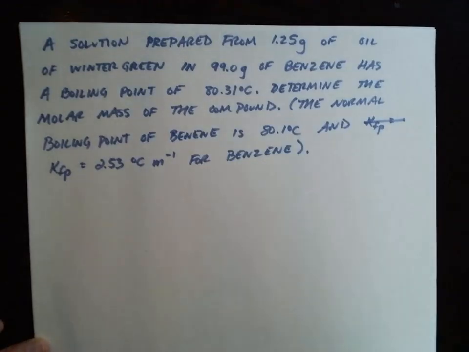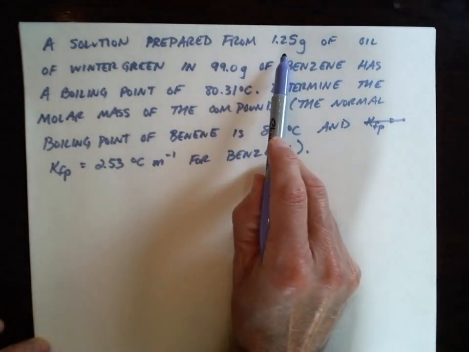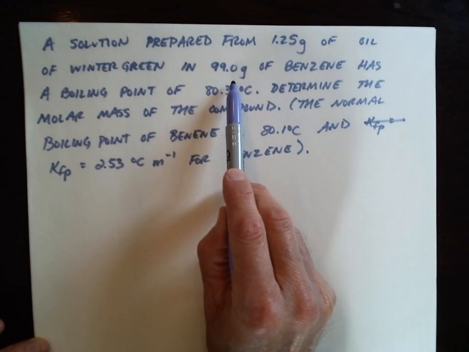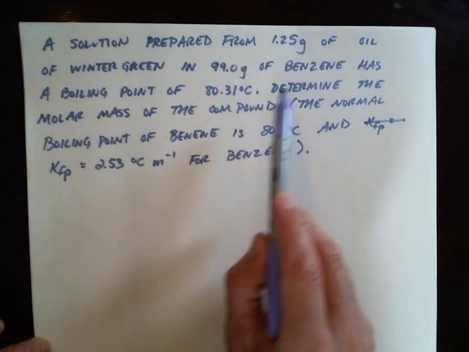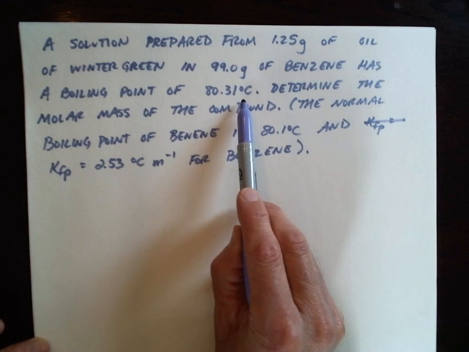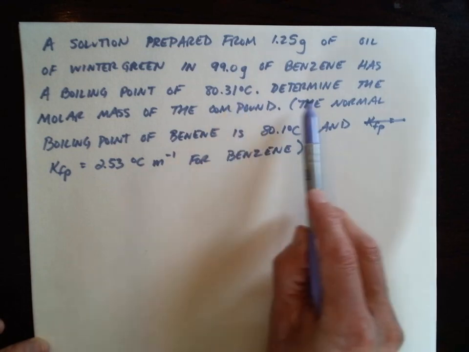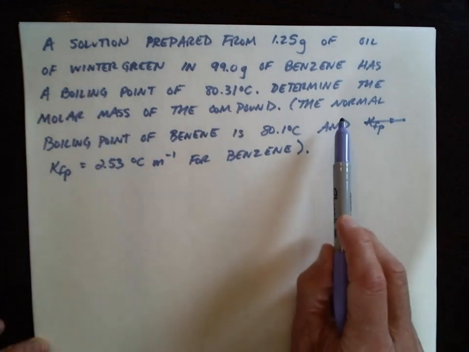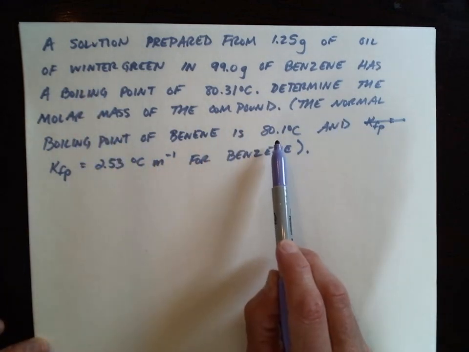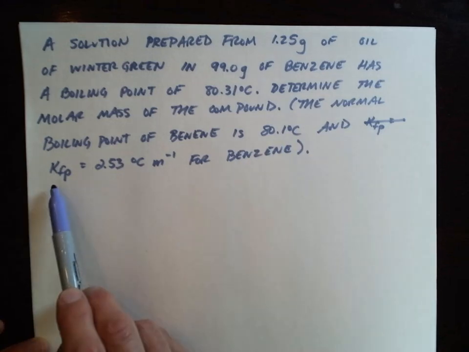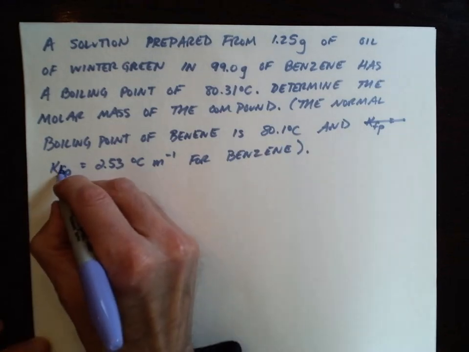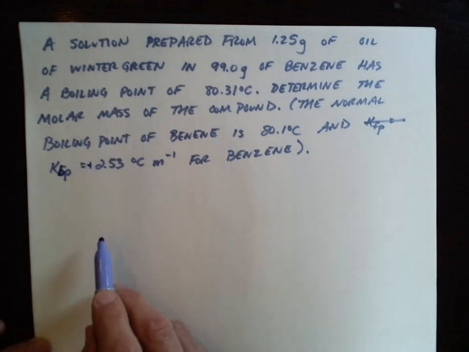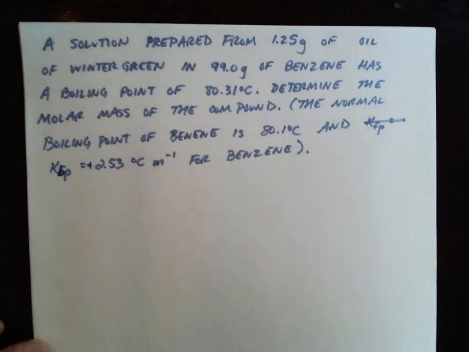In this problem, we see we have a solution prepared from 1 1/4 grams of oil of wintergreen, and that's dissolved in 9 grams of benzene. The solution has a boiling point of 80.31 degrees Celsius. We're supposed to determine the molar mass of the compound of oil of wintergreen. We're given the normal boiling point of benzene as 80.1 degrees Celsius, and we're given the Kbp, the boiling point elevation constant, as a positive 2.53 degrees C per molal for benzene.